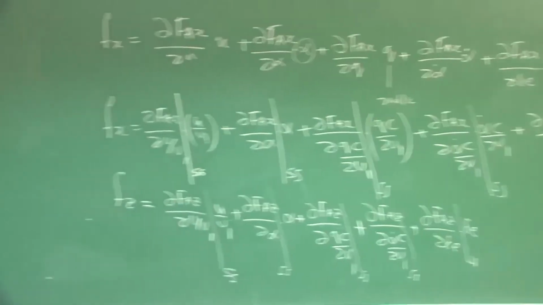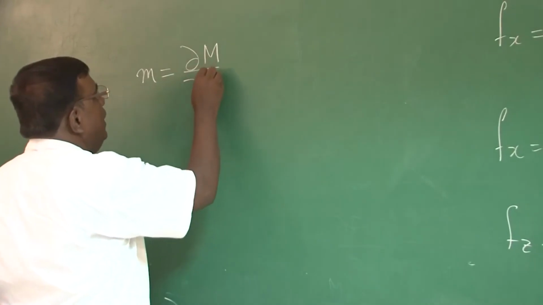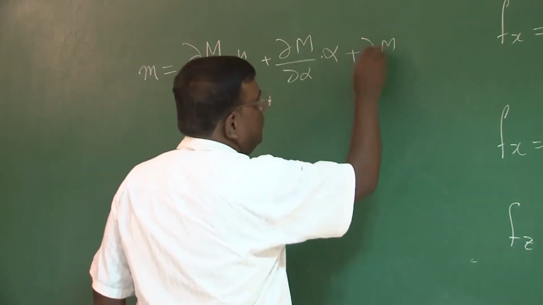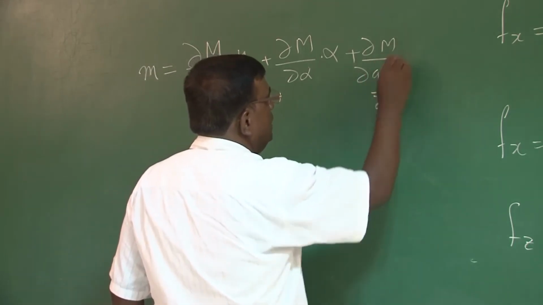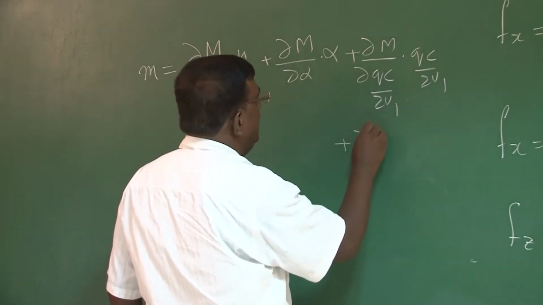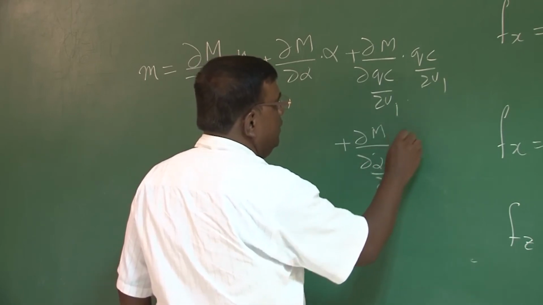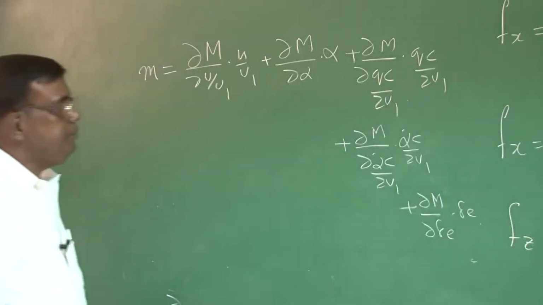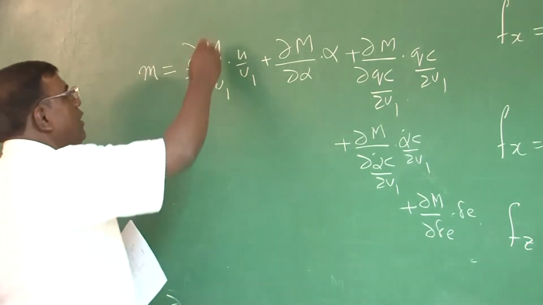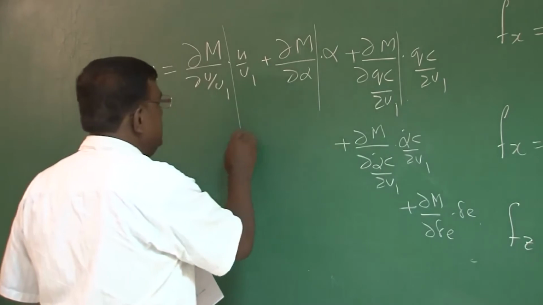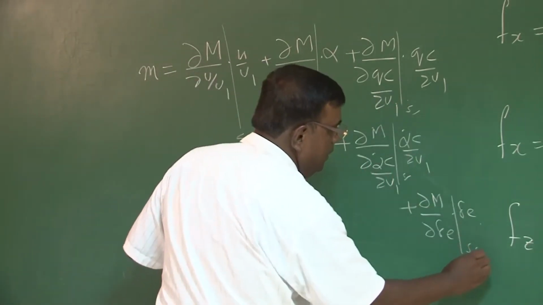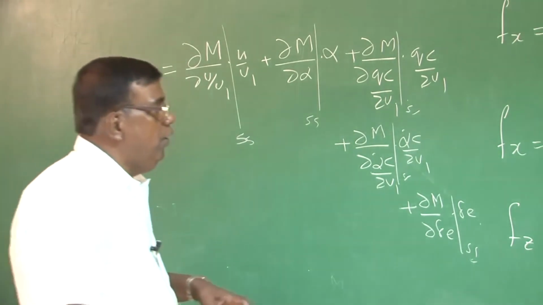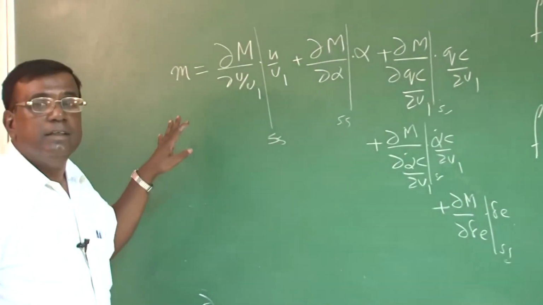Similarly, now you can write m as dm by d u by u1 into u by u1 plus dm by d alpha into alpha plus dm by dq c by 2u1 into qc by 2u1 plus dm by d alpha dot c by 2u1 into alpha dot c by 2u1 plus dm by d delta E into delta E. It goes without saying that we have to again evaluate these partial derivatives at steady state. Once we know how to evaluate these partial derivatives, I will know the explicit form on which fx, fz and m depend. That is our motivation.